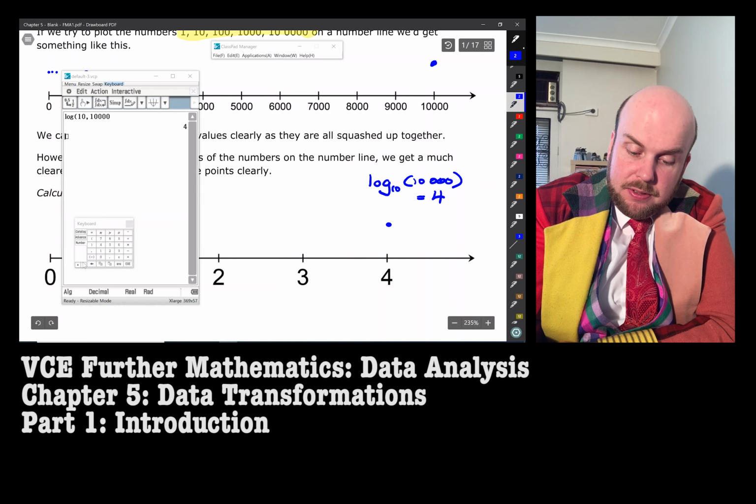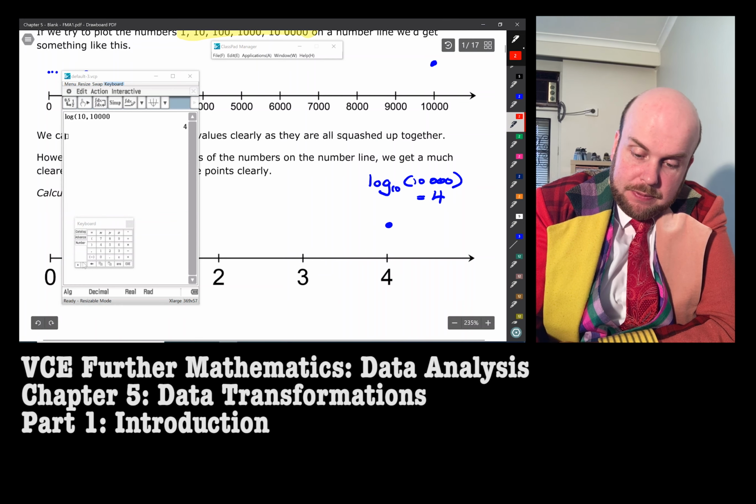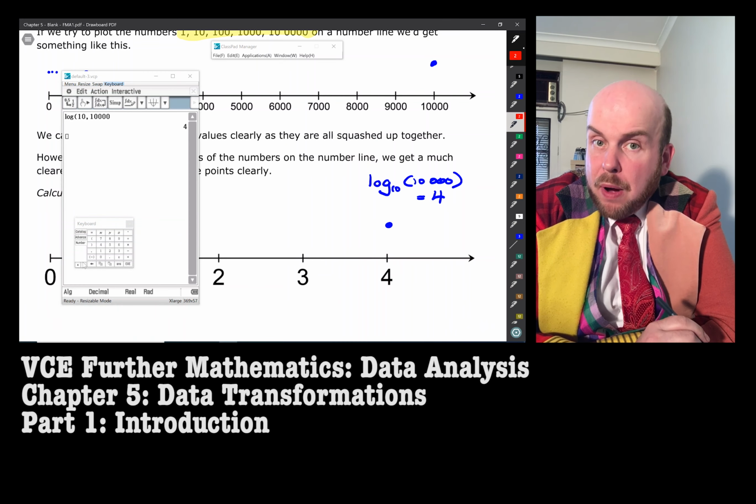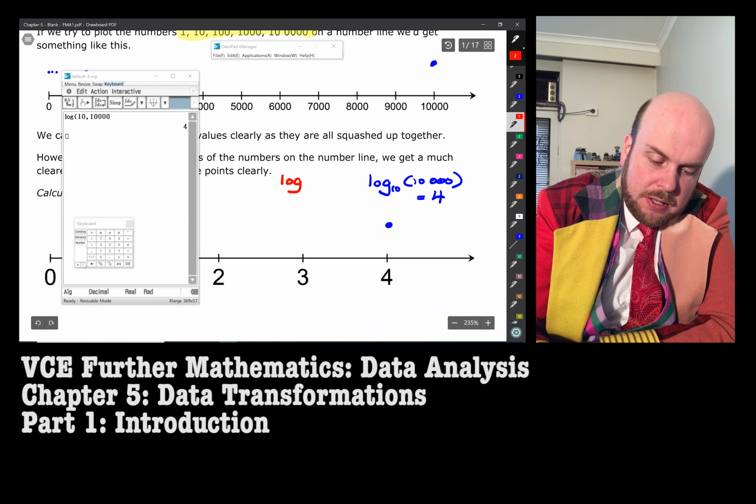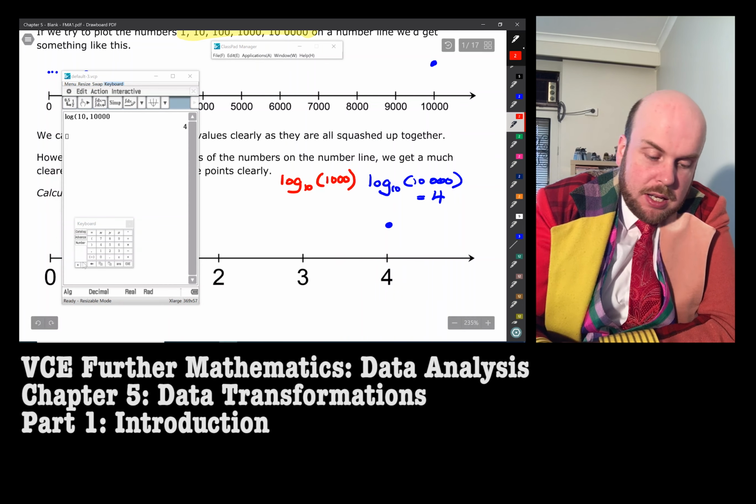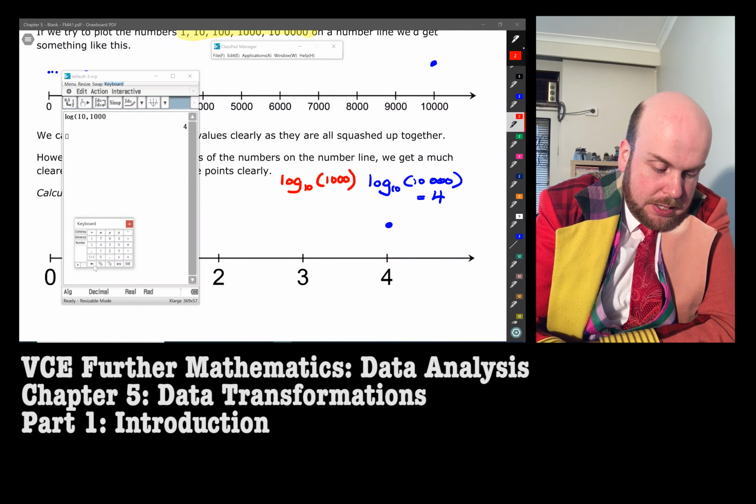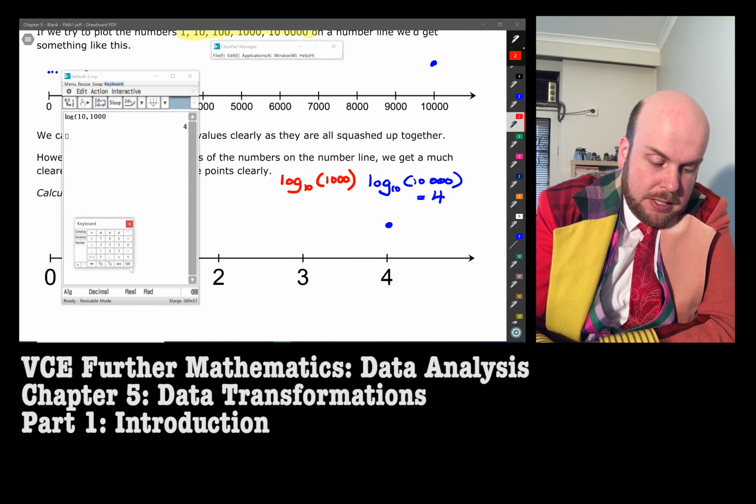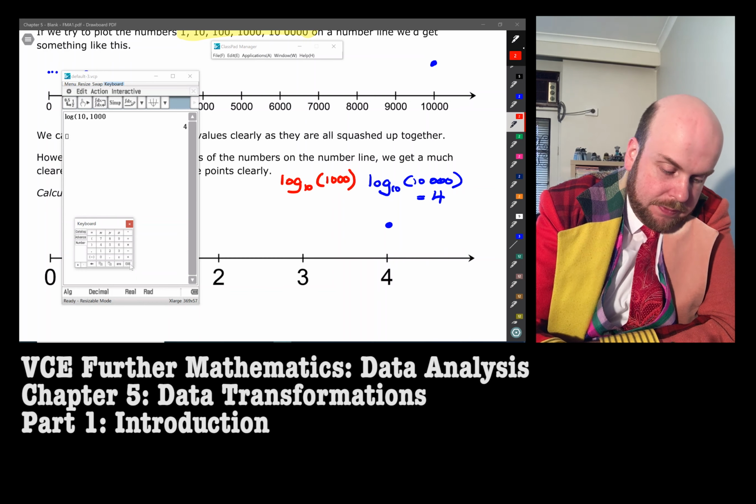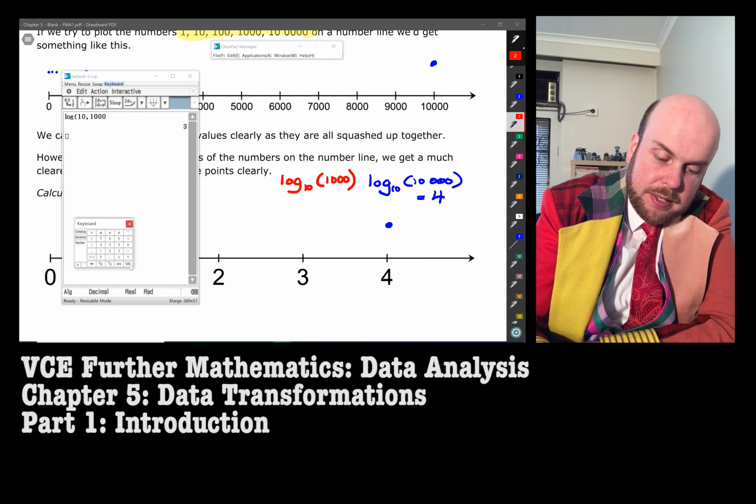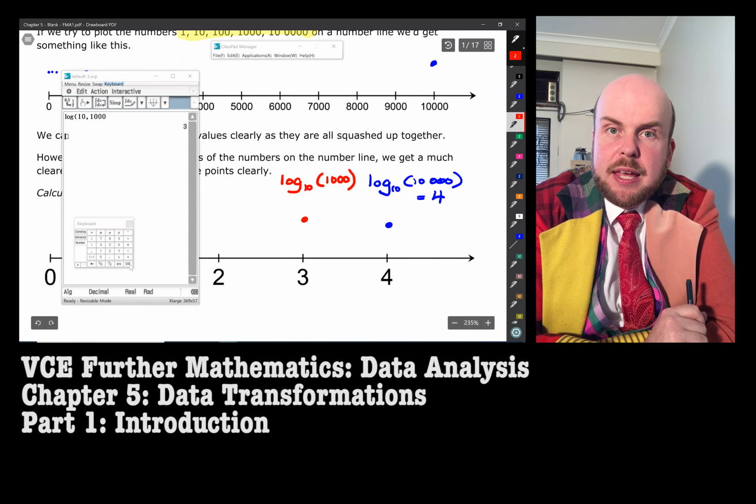For 1,000, so I can plot that big point there. For 1,000, what I can do here, log 10, 1,000. So when I put that in, I just have to delete one zero. That gets me an answer of 3. I can plot that there.